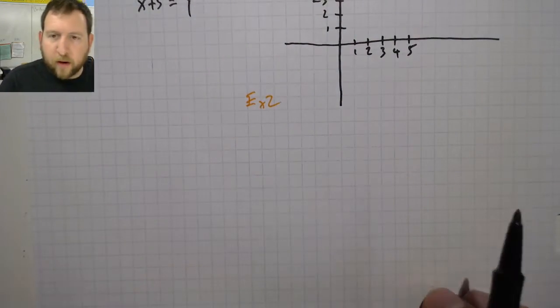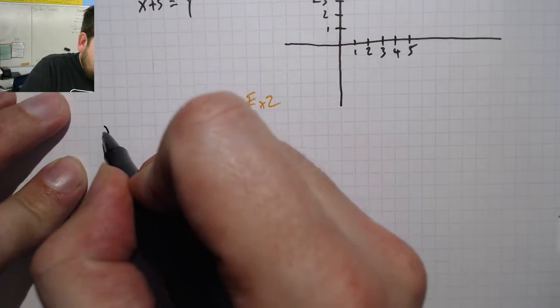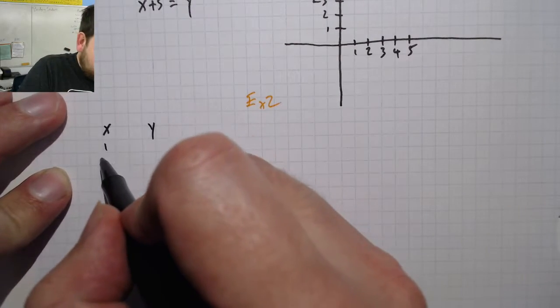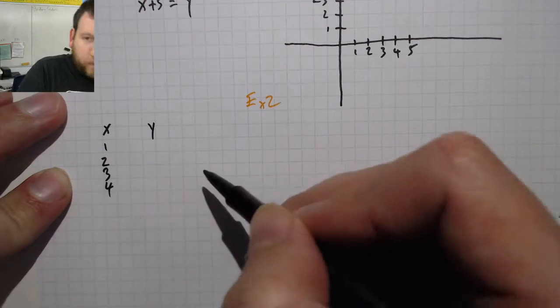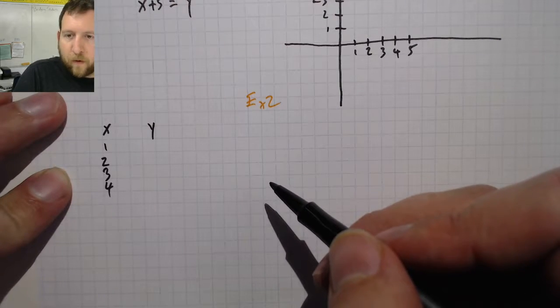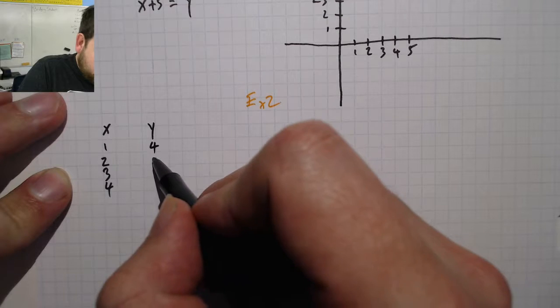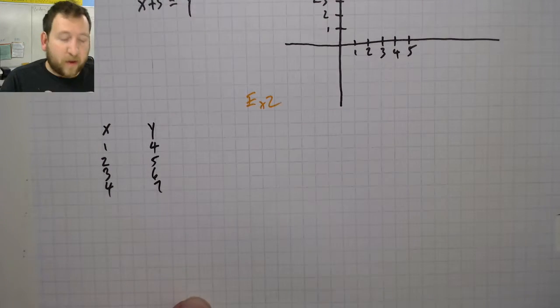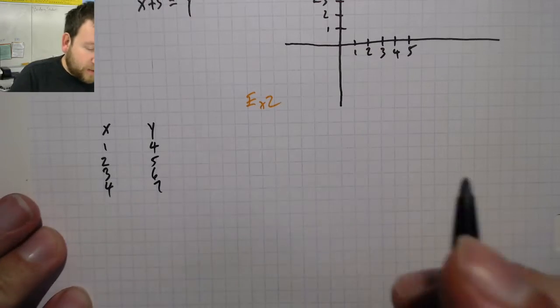I'm going to write my input-output table. X, comma, Y. 1, 2, 3, 4. I like that. And we have 4, 5, 6, 7. Well, that makes me think that I'm going to have a very similar rule to what I had before, but that's okay.